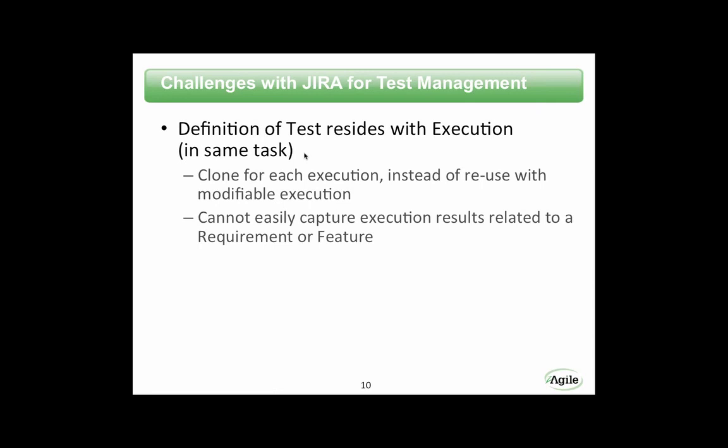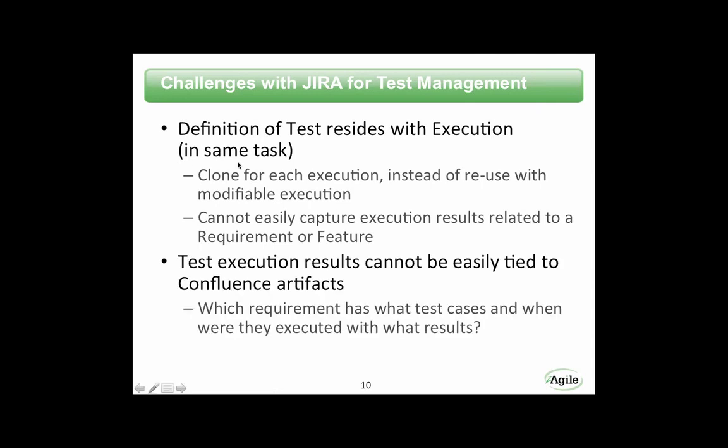And finally, these test execution results cannot be easily tied to Confluence artifacts. So which requirement has what test case, and were they executed with what results? It's very hard to track down what's going on between the test case management and automation and issues, etc. And there's no integration with test automation tools, for example, Selenium. So as you're going to see in the demo, you're able to actually achieve that directly from JIRA. You could also achieve it from Confluence or otherwise if you wanted as well.